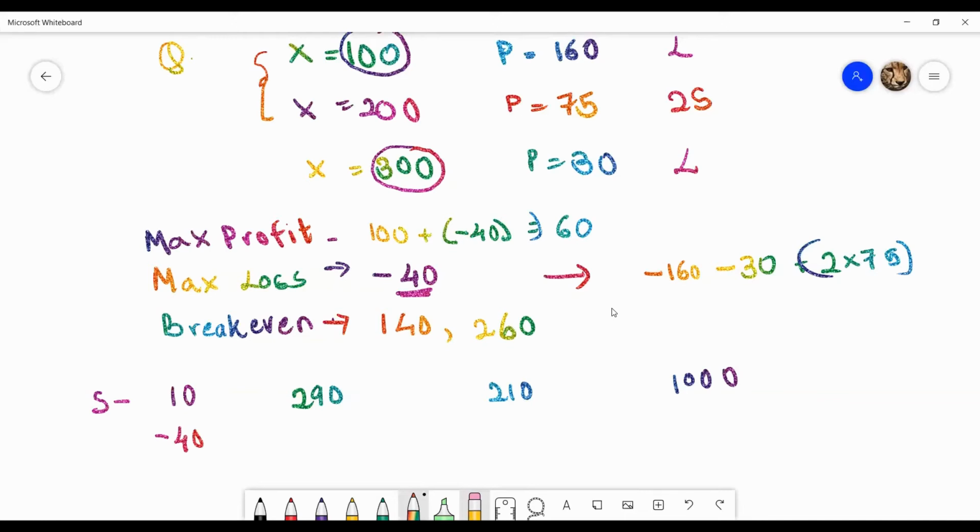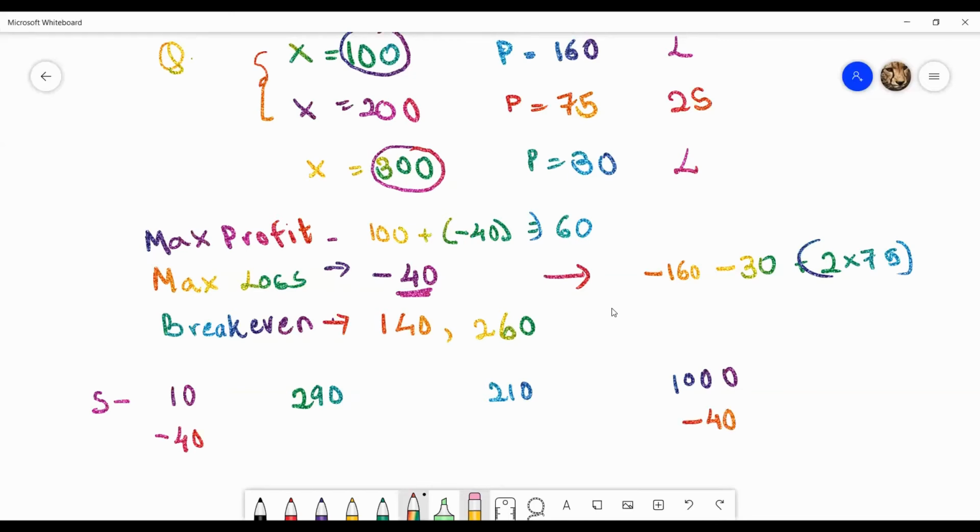Okay, it is exceeding this maximum loss range. For 1000, so let's say the price does come out to be 1000. Anything outside of the 300 range is a loss to you. Is this a loss to you? Yes. And is this exceeding the minus 40 range? Yes. So this is also a loss to you.